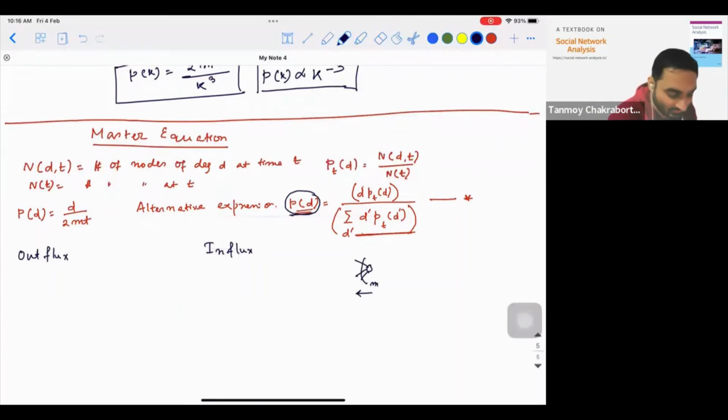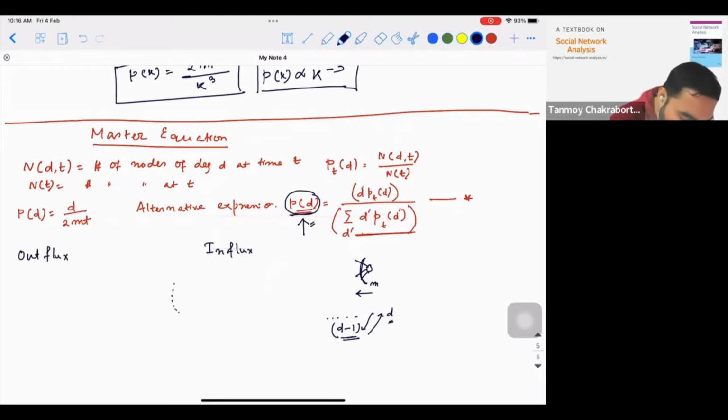So what are the possibilities? Which nodes would affect PD after this addition? There are two types of nodes which would affect PD. One type of nodes whose degree is d minus 1. If these nodes receive one edge from these m edges, they would become degree d. Now, if they become degree d, they would contribute to this PD.